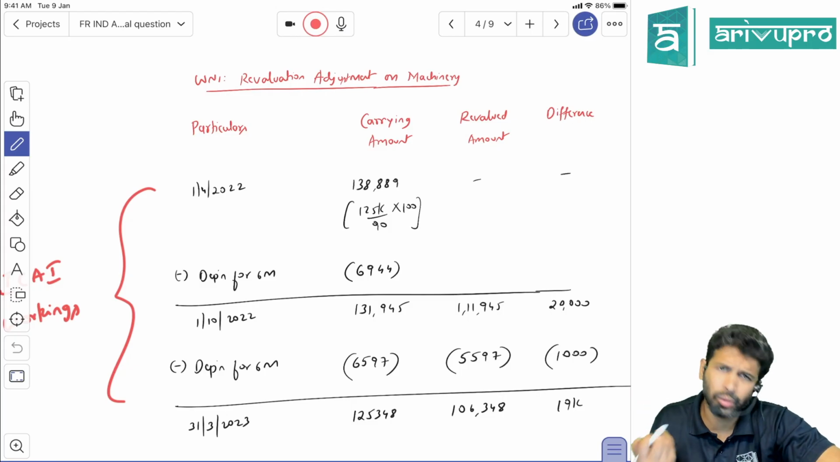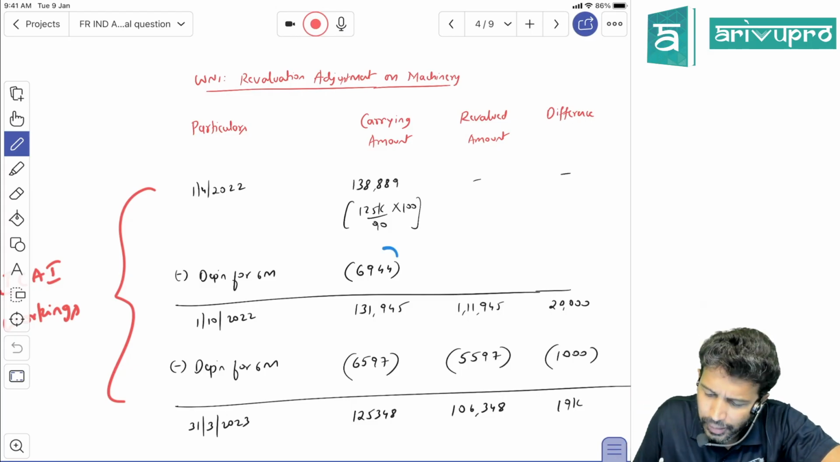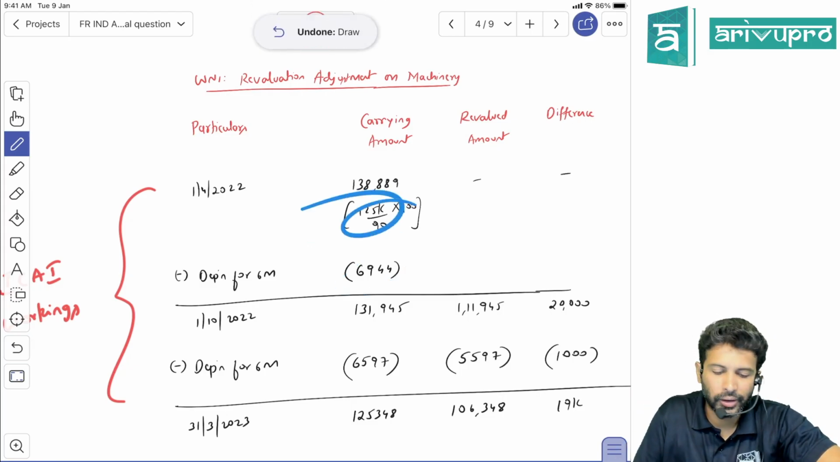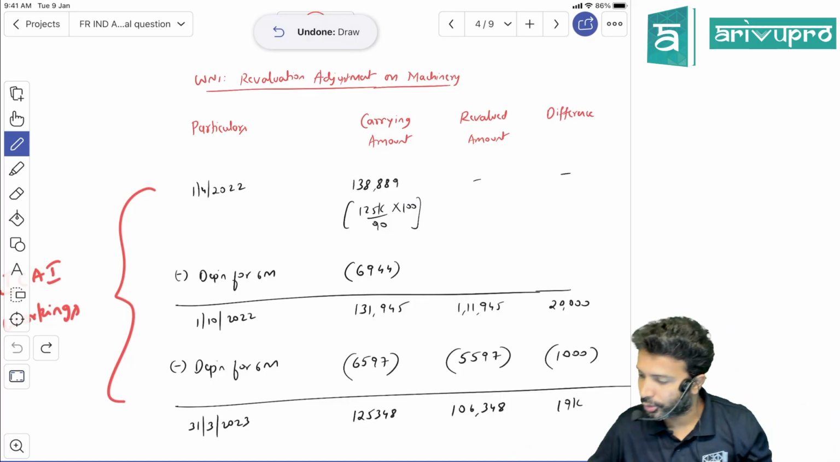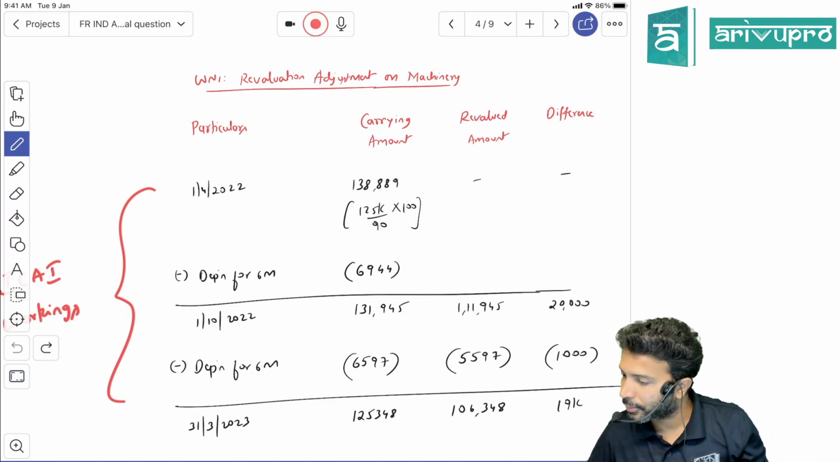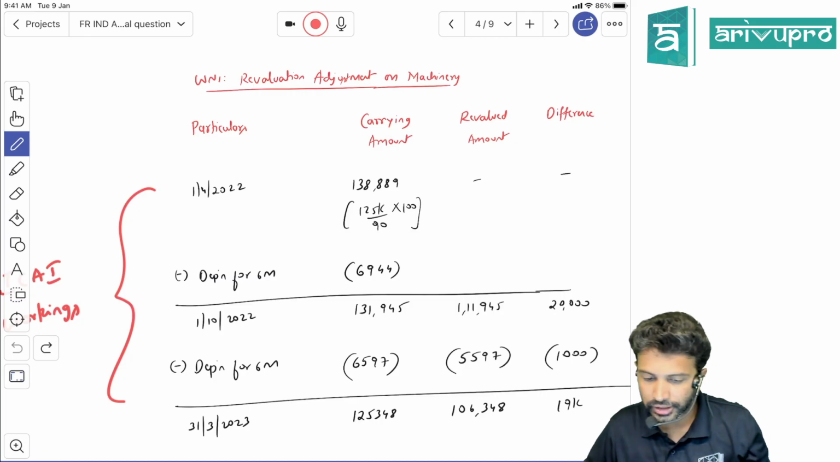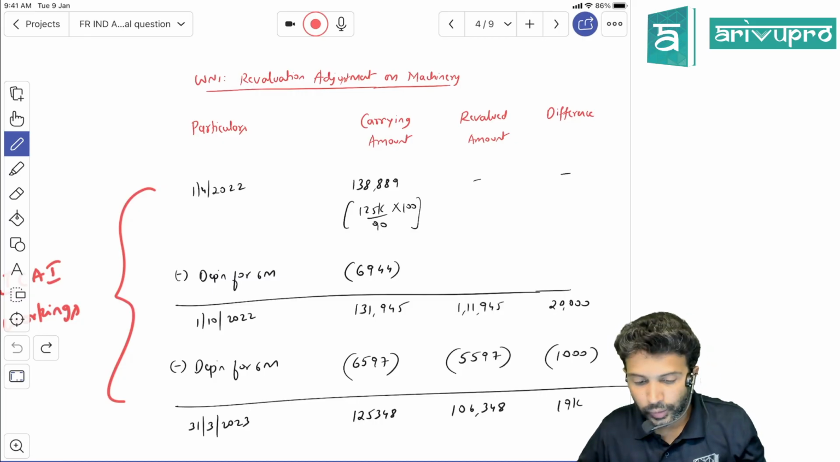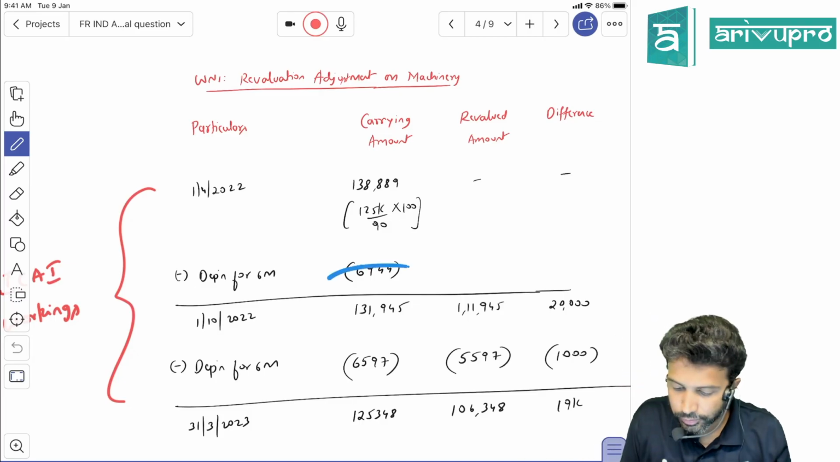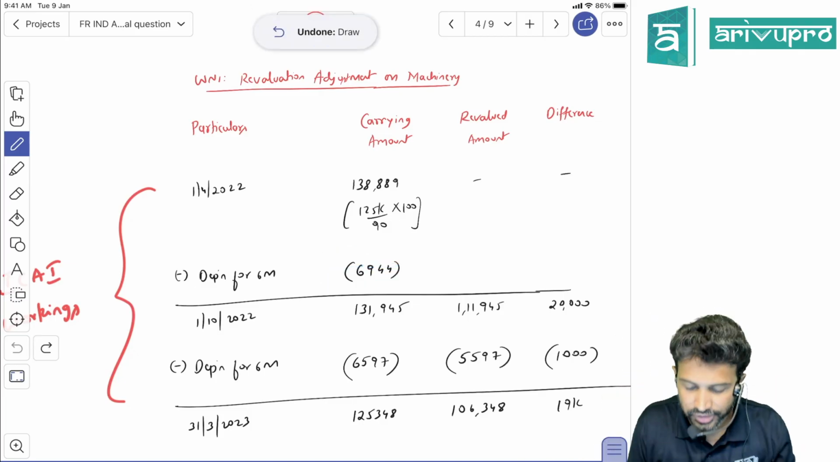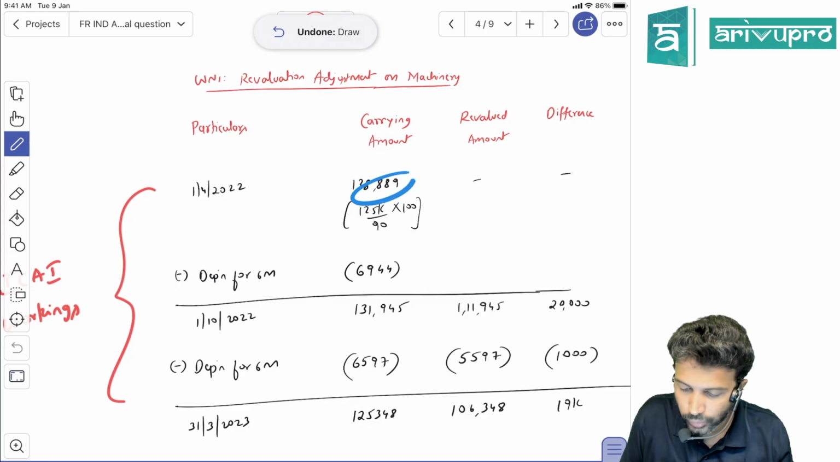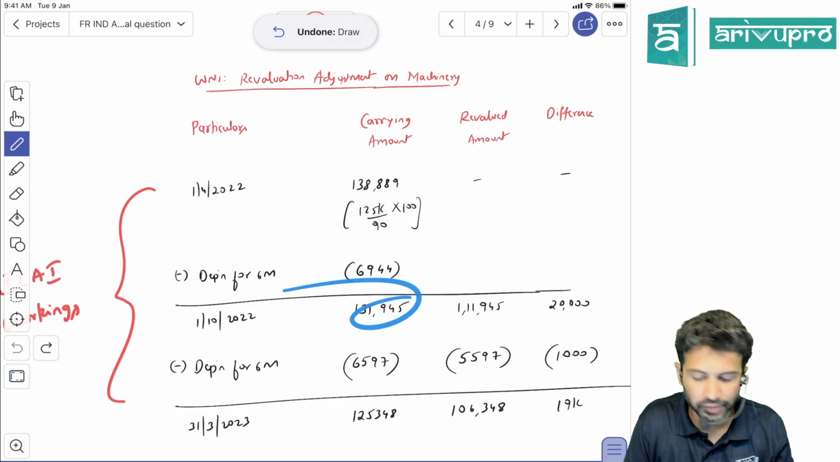10% is the rate for whole year. For 6 months it will be 10% into 6 by 12. Okay, 138,889 into 10% into 6 by 12 will give us 6,944. That's the depreciation. After depreciation, you will get the carrying amount at 1st October. 138,889 minus 6,944, if you do, you will get 131,945.